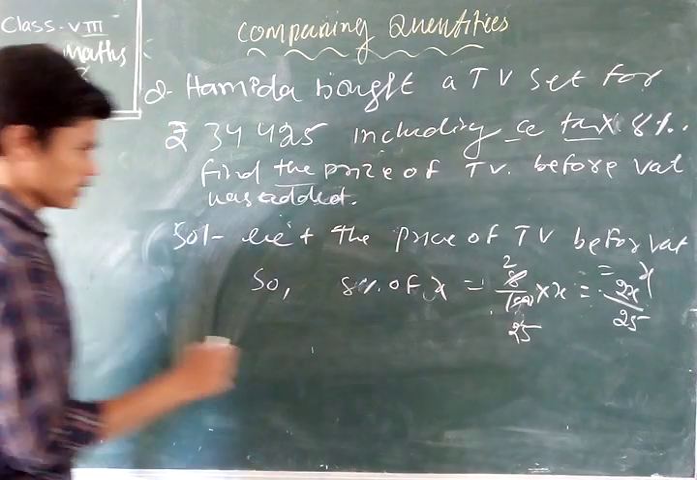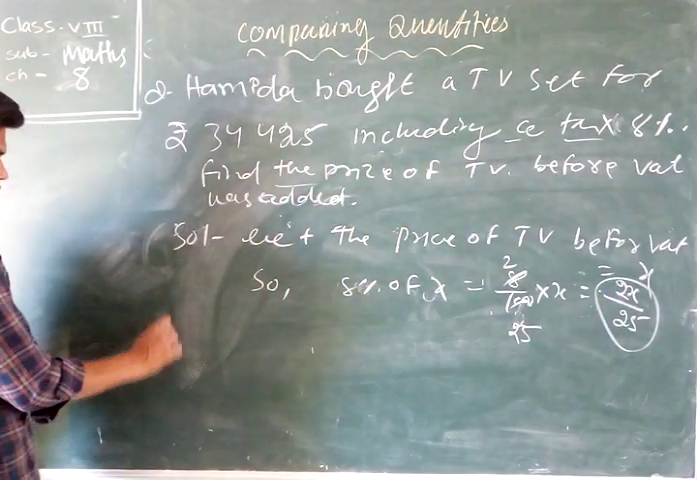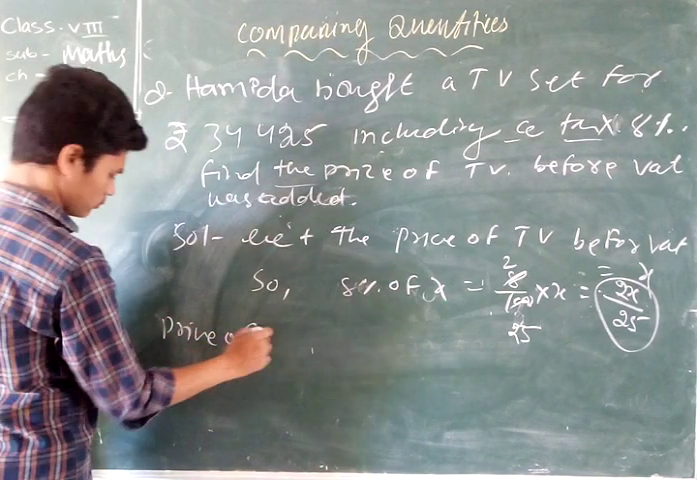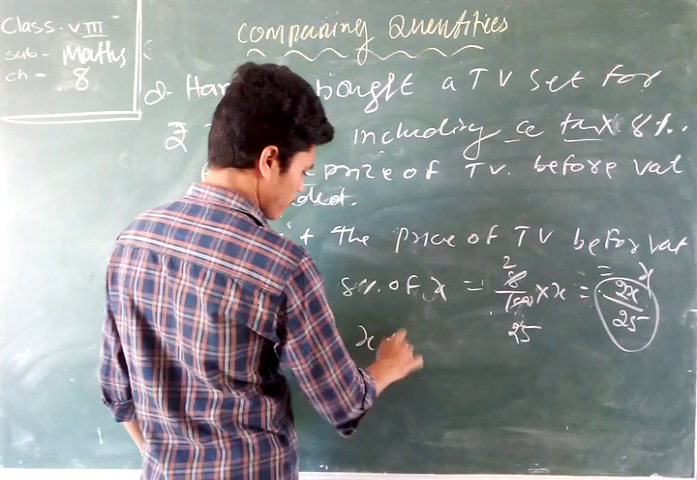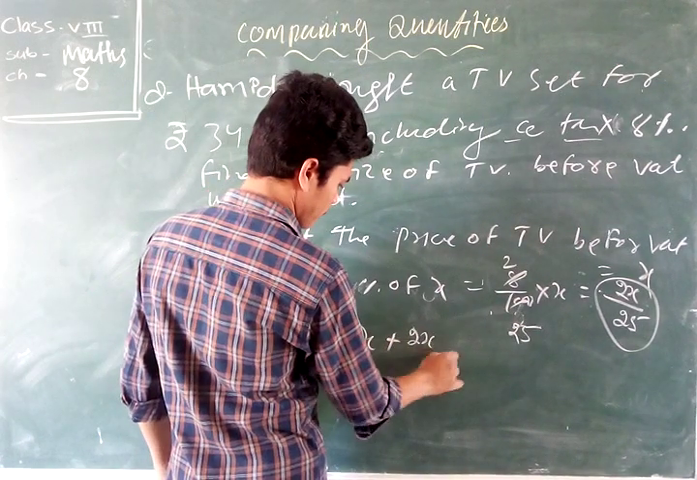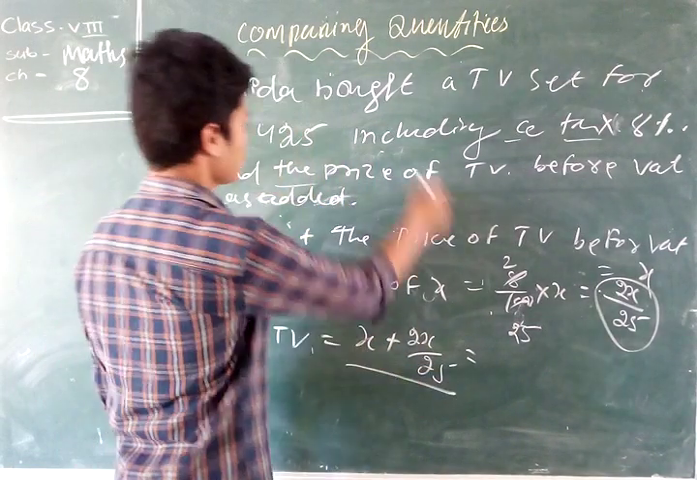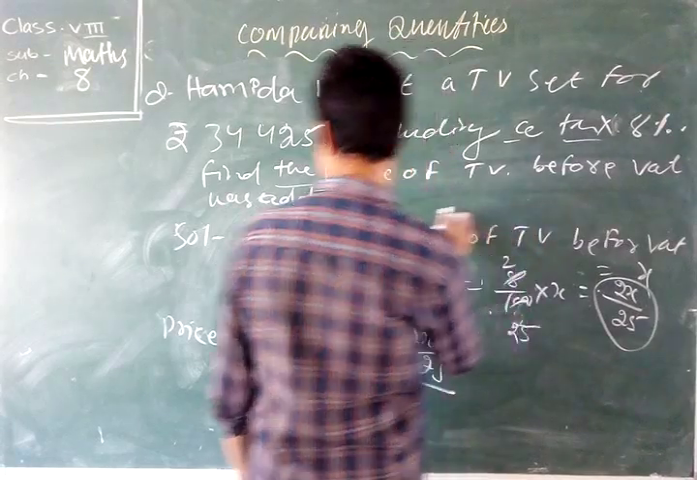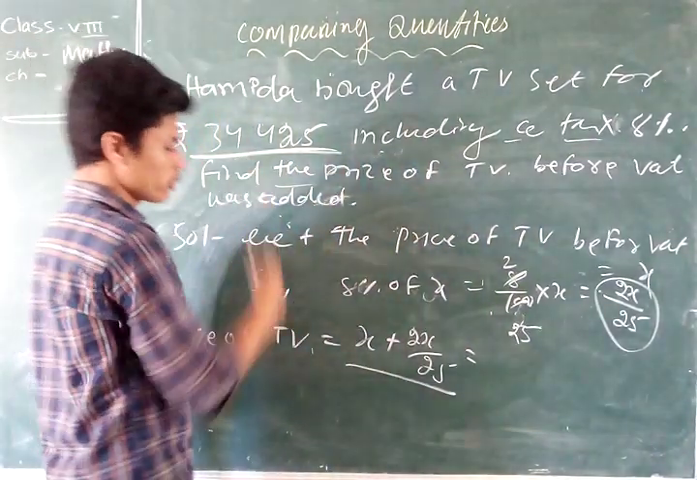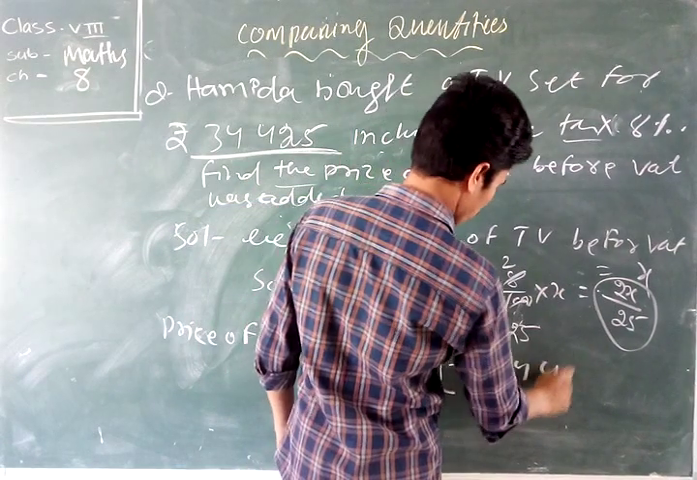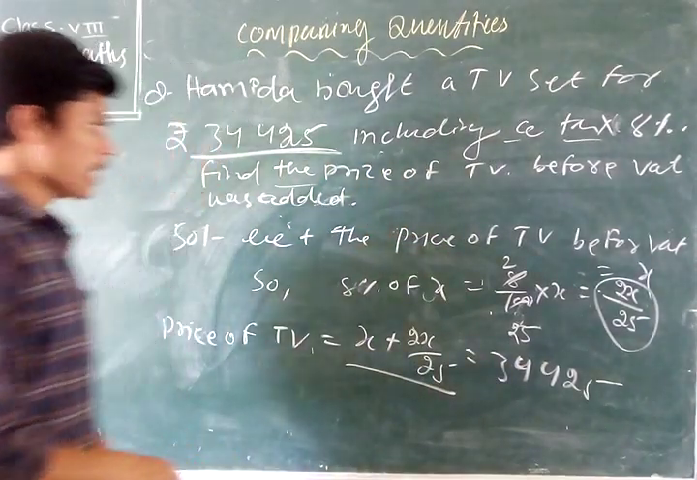Now the price of TV purchase is with the tax included. Now here the price of TV equal to x plus 2x by 25. What is going on here is we evaluate both sides. The price of TV is here, along with the value of tax. Okay. Now we can solve it.